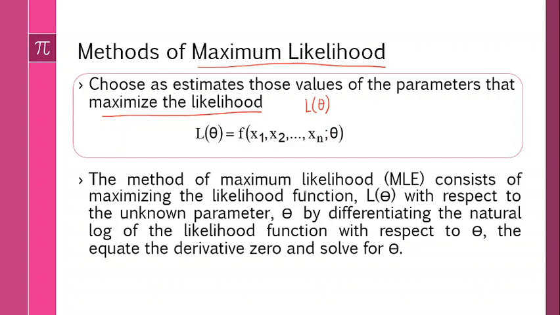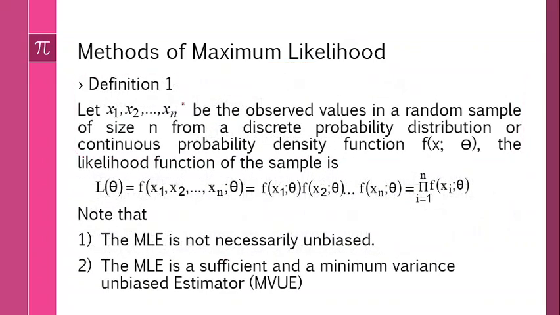The method of maximum likelihood, also known as MLE, consists of maximizing the likelihood function, which is L of θ, with respect to the unknown parameter θ by differentiating the natural log of the likelihood function with respect to θ, then equating the derivative to 0 and solving for θ. Let's look at definition 1 under maximum likelihood.